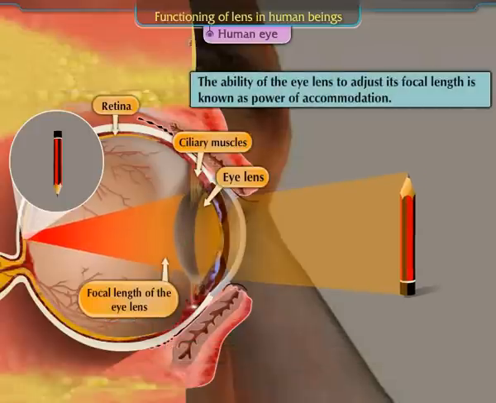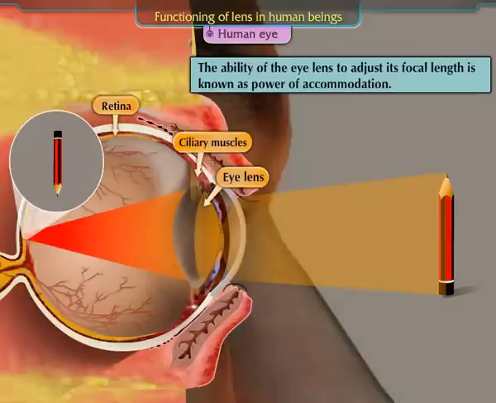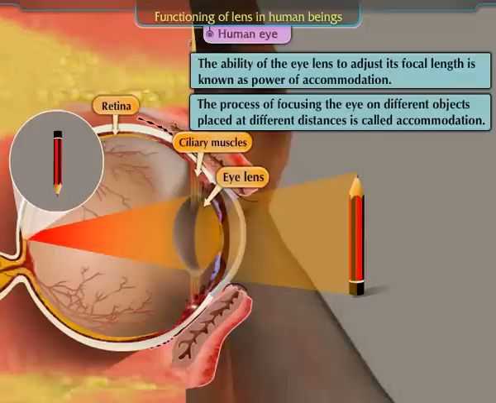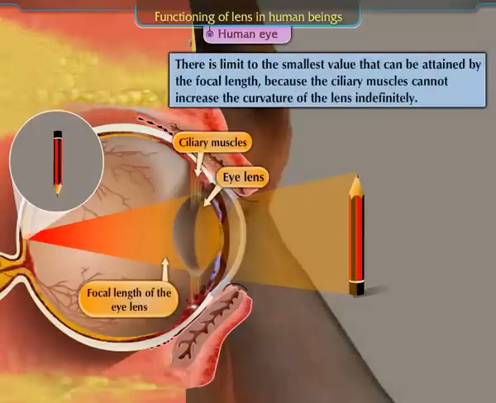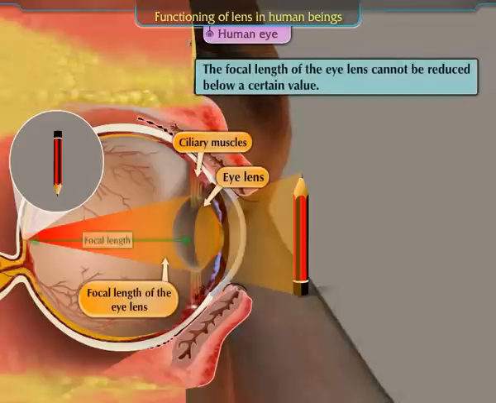The ability of the eye lens to adjust its focal length is known as power of accommodation. The process of focusing the eye on different objects placed at different distances is called accommodation. There is, however, a limit to the smallest value that can be attained by the focal length, because the ciliary muscles cannot increase the curvature of the lens indefinitely. Thus, the focal length of the eye lens cannot be reduced below a certain value.